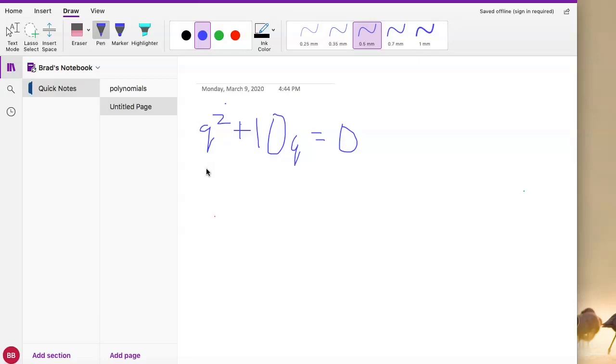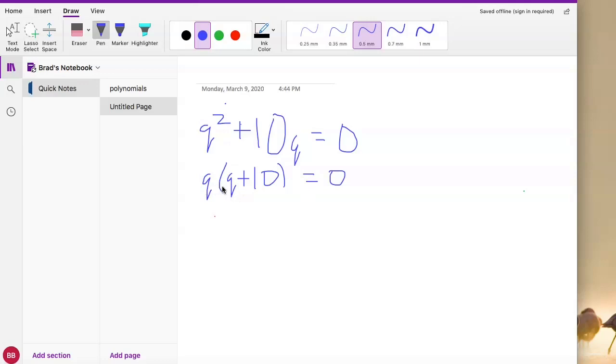All right, so we start off with q squared plus 10q equals 0. First thing we want to do is take a q from q squared and a q from 10q, because they both have a q in them. We take that out, and then we multiply inside the parentheses to get the rest: q times q is q squared, q times 10 is 10q, equals 0 still.